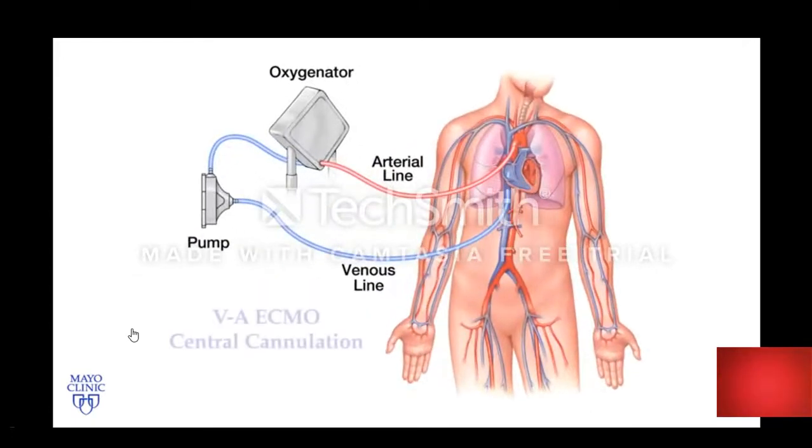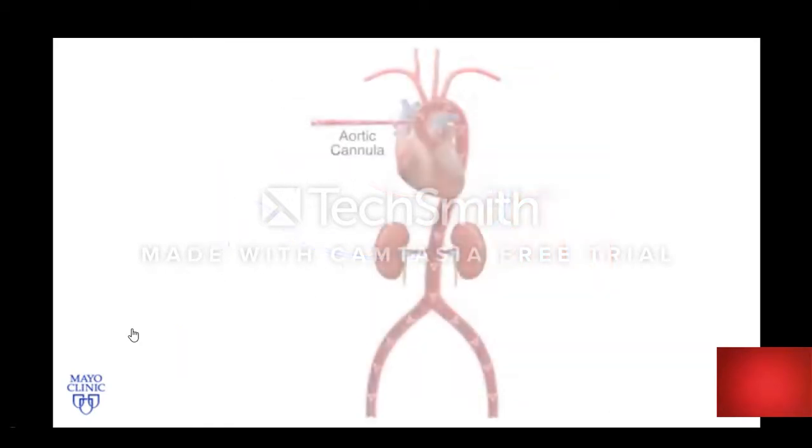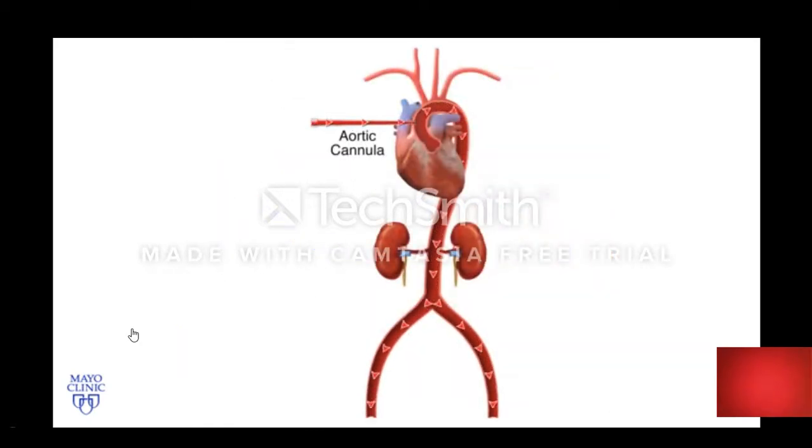VA ECMO is often performed using centrally placed cannulas, meaning that the cannulas are placed in the great vessels in close proximity to the heart. This animation shows highly oxygenated blood from the ECMO circuit being returned to the patient through an arterial cannula placed in the patient's ascending aorta.